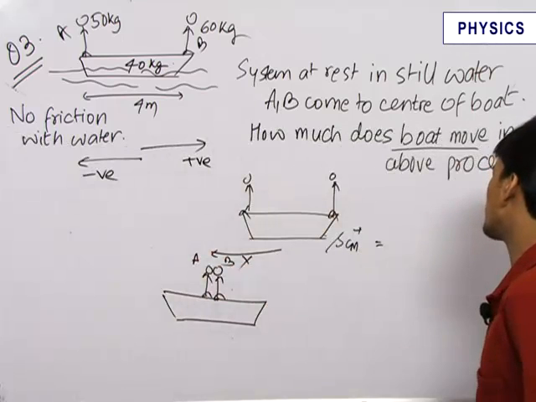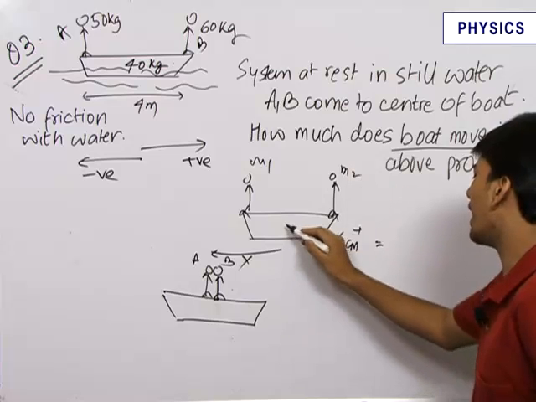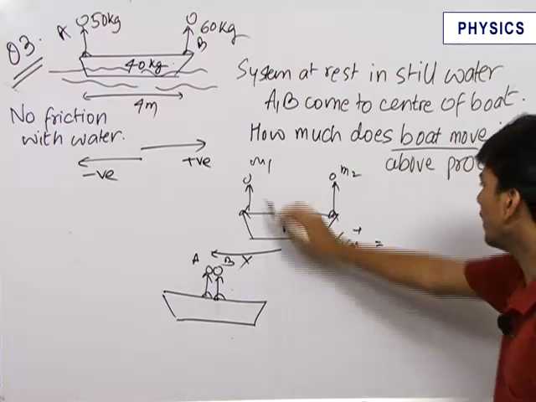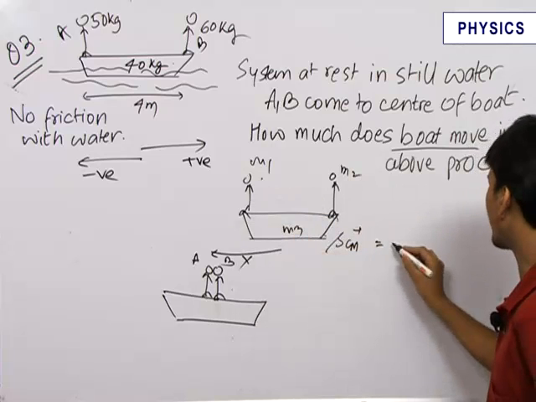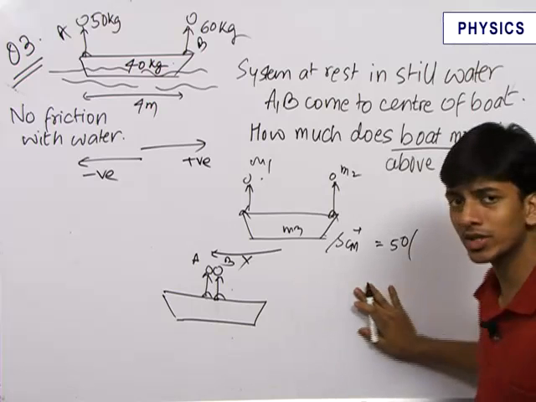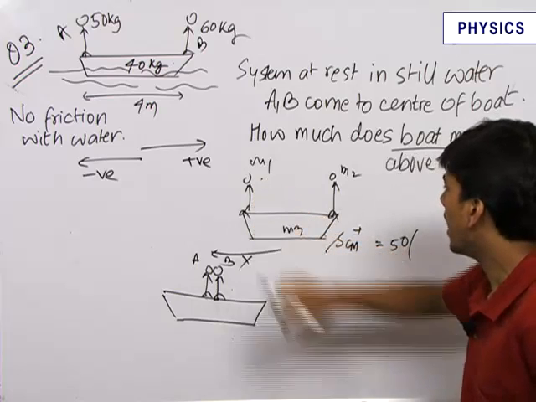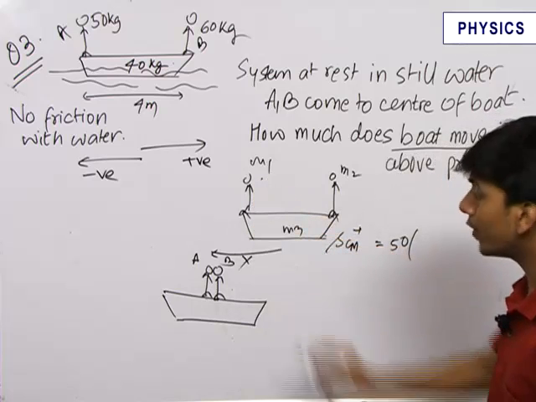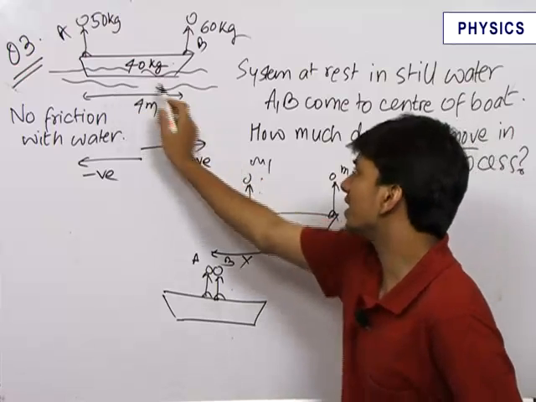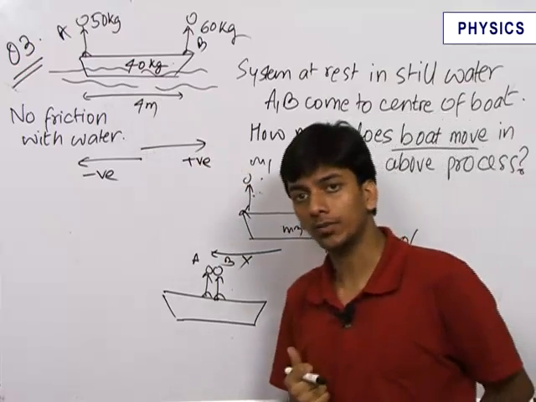Displacement of center of mass is equal to, now the three objects we have here are m1, m2 and m3. So let us write for m1 first. M1 was 50 kgs. 50 into displacement. We are writing this equation with respect to ground, so we need to find out the displacement of m1 with respect to ground. Now we know the displacement of m1 with respect to boat, which is 2 meters. This man has moved 2 meters relative to the boat.